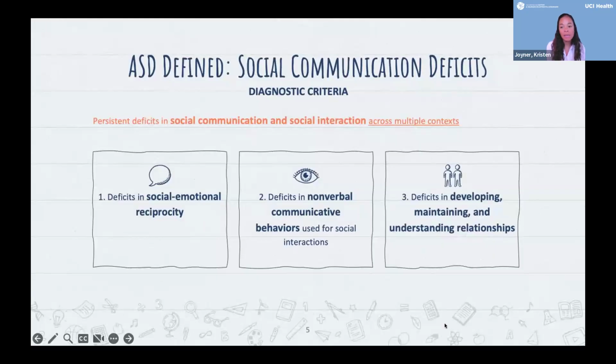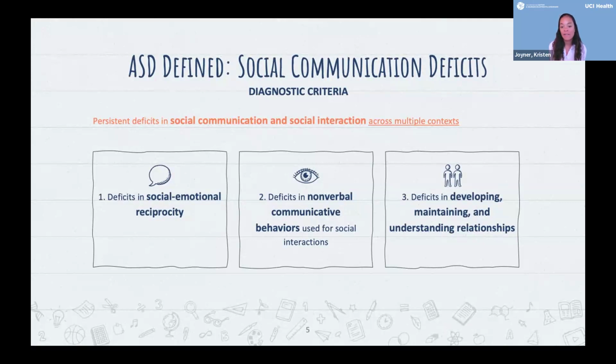When we're talking about deficits in social communication, you have to show signs and symptoms in each of these 3 categories. The first one would be deficits in social emotional reciprocity, which is just a fancy way of saying back and forth interaction. These can be things like having difficulty maintaining a conversation, where it feels like that individual is not equally as interested in you as you are in their topics and interests.